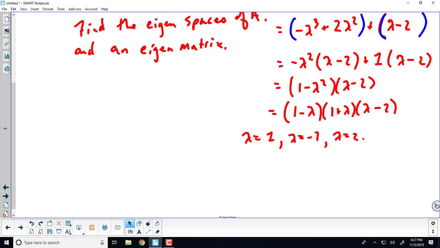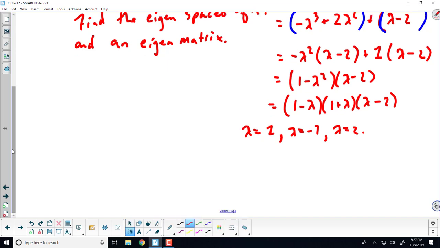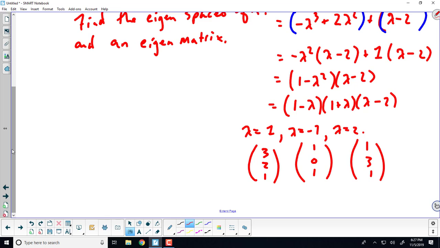All right. So we've got our eigenvectors. So for three eigenvalues, we found the eigenvectors. When lambda equals 1, we had 3, 2, 1. And then for when lambda was minus 1, we had 1, 0, 1. And then for when lambda was 2, we found 1, 3, 1. Questions on that, folks?